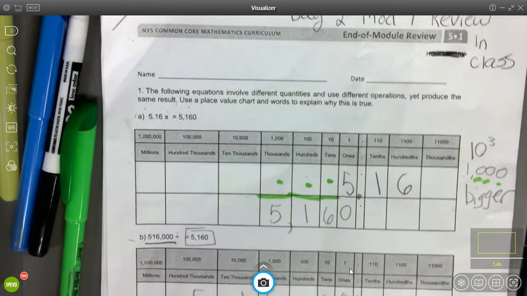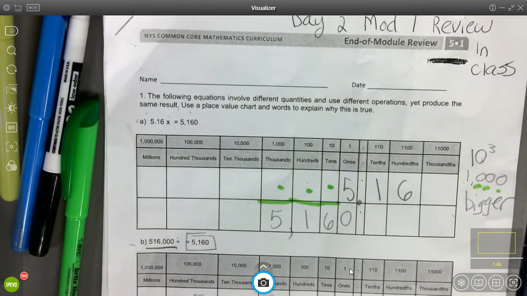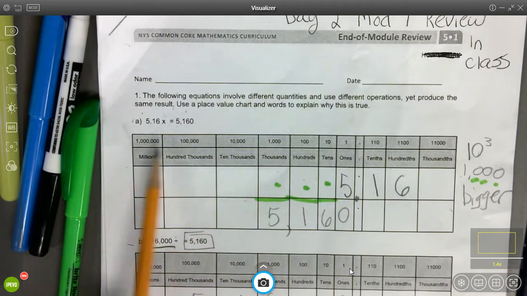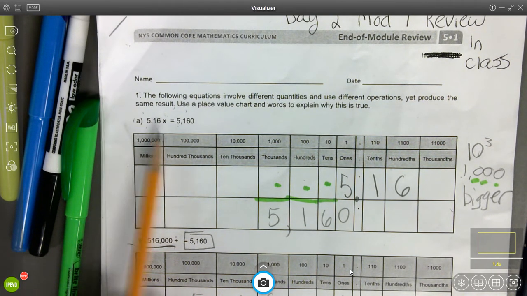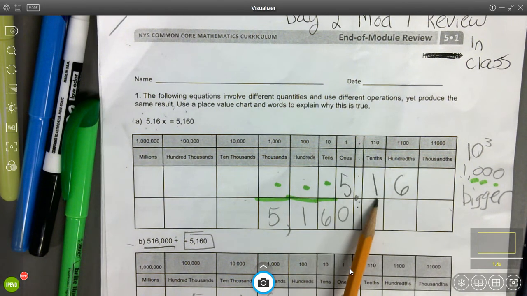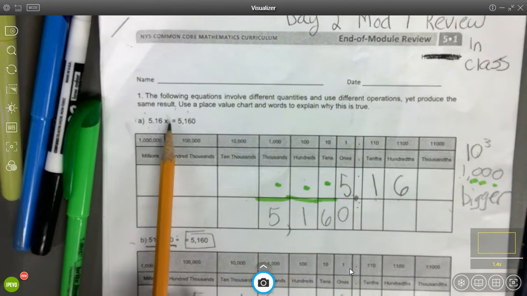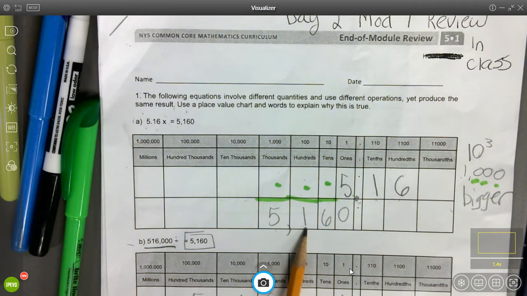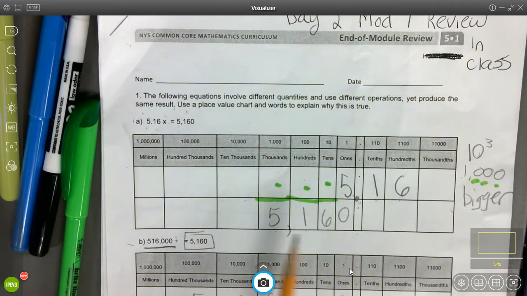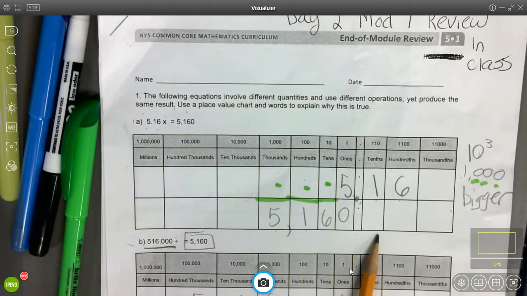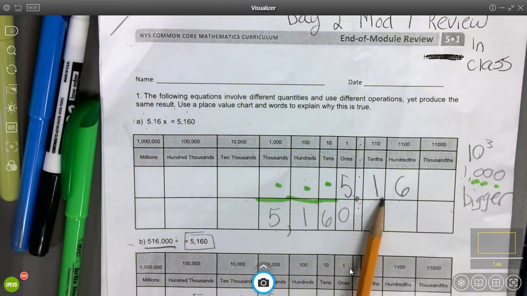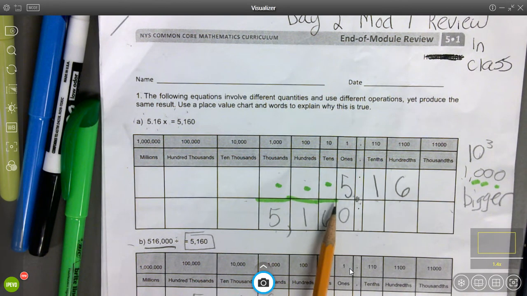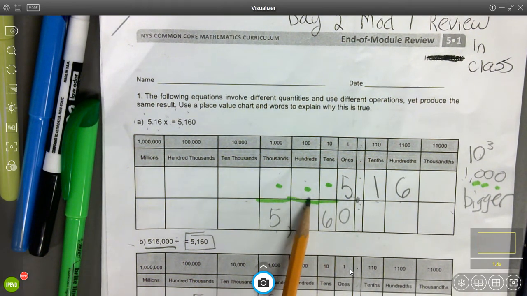So, the very first page looks exactly like your test will look. Essentially, you're being asked, if I had 5 and 16 hundredths, we're going to place that right here into our place value chart. And I multiplied and got 5,160. You're being asked to show that on your place value chart, which we all did. So we're looking for these two numbers. And then we're being asked to show how many jumps we made.